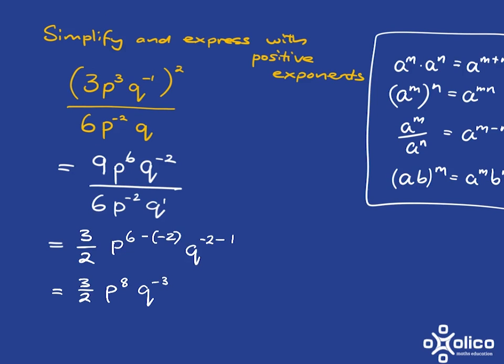Now they asked me to make sure that I had it with positive exponents, and I know that q to the negative 3 is just 1 over q cubed. And so if I want to put it all together nicely, at the top I'll have a 3 and the p to the 8, and in the bottom of the fraction I'll have a 2 and a q cubed.